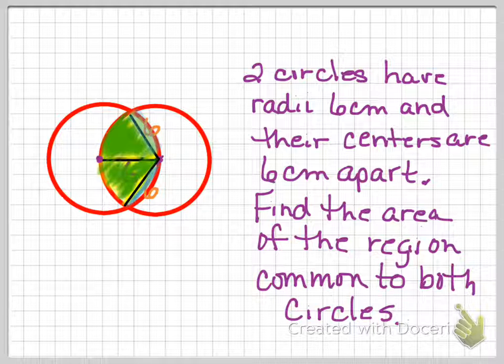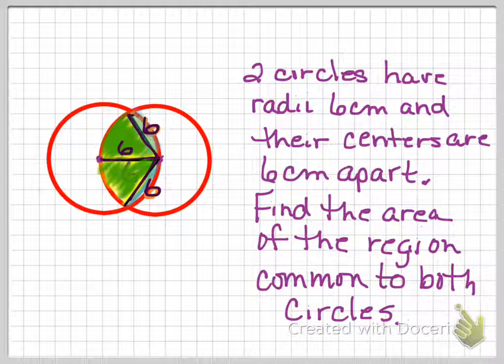So what I have is I'm going to find the area of just one of the sectors. Okay? So again, here I know that this is 6, that's 6, and that is 6. I'm talking about these lines right here. So I know that those are 6.